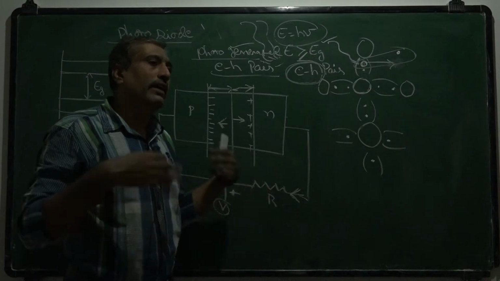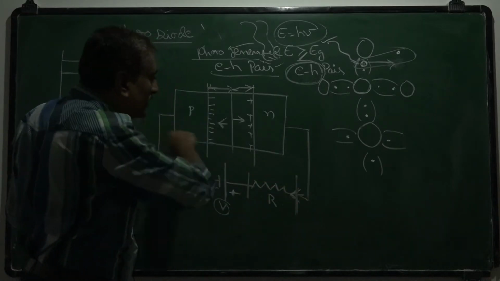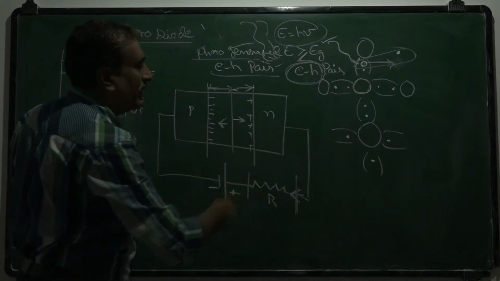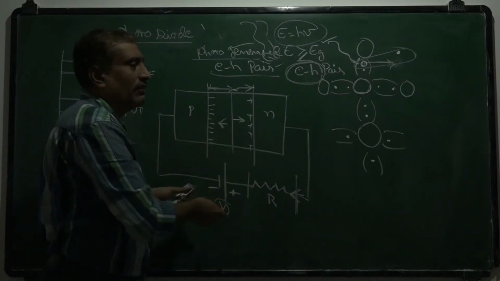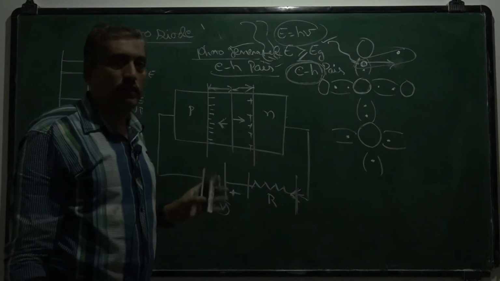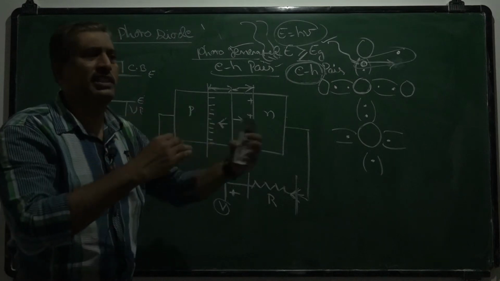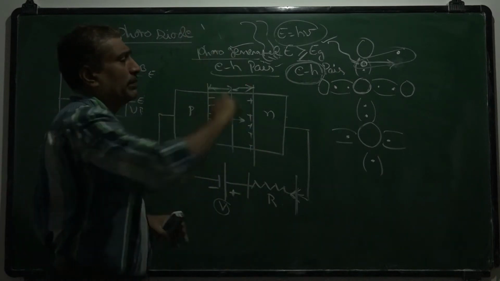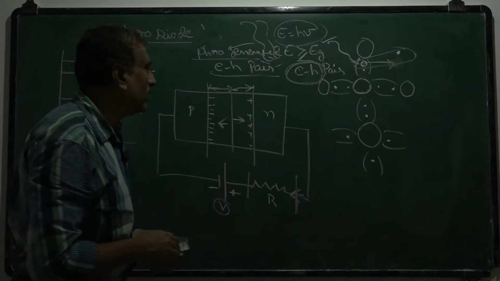If we connect this in series, it is called photoconductive mode. If we shunt this resistor, it is called photovoltaic mode, which is used in solar cells. The working of a solar cell is similar to that of this photodiode only.